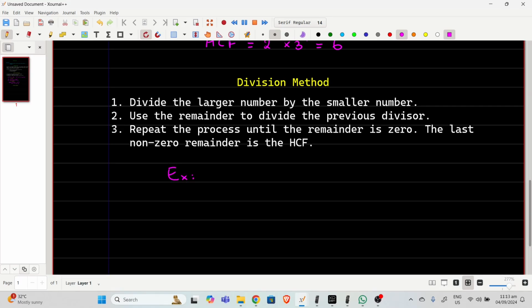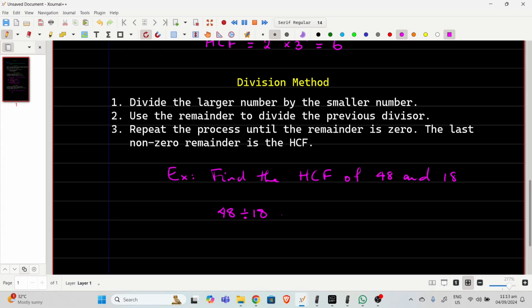Let's use it to find the HCF of 48 and 18. All right, so to find the HCF of 48 and 18, we follow the principles. We divide the larger number by the smaller number. So let's see, we take the 48 and divide it by 18.